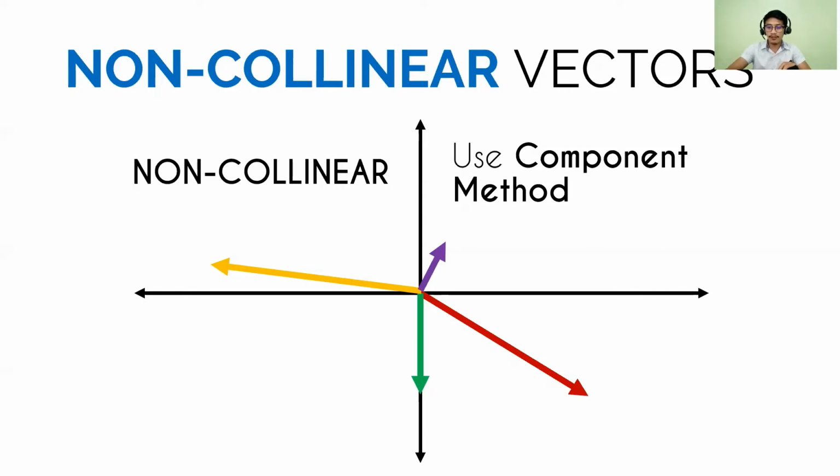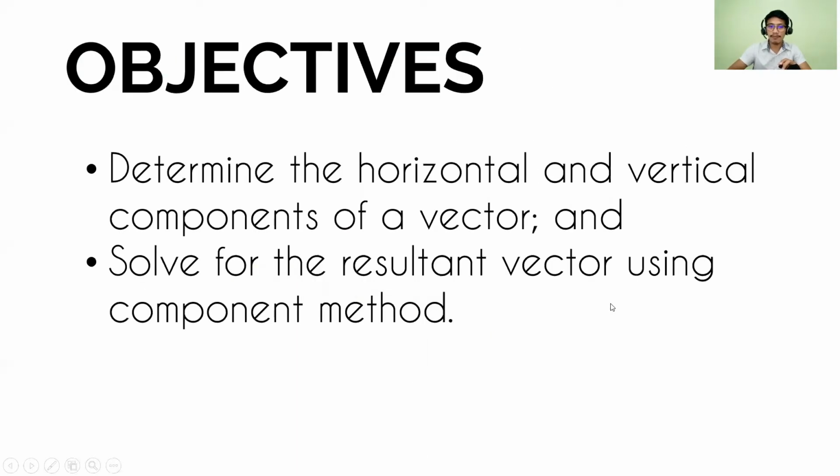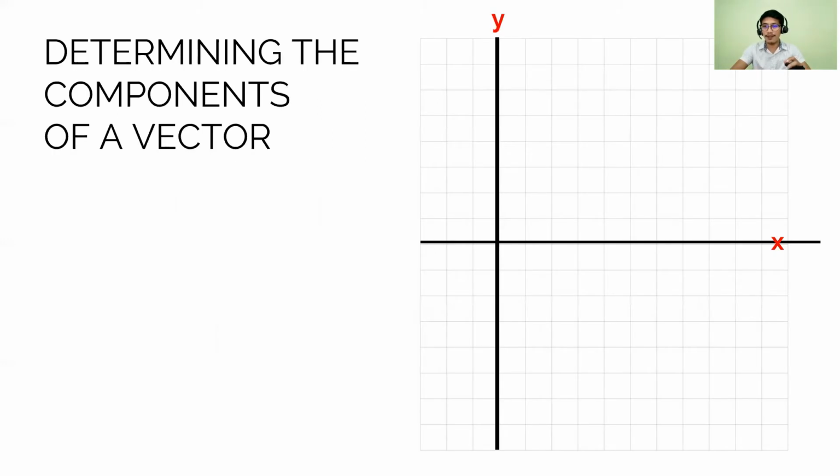So these will be our objectives for this day. First, we are going to determine the horizontal and vertical components of a vector. And then second, we are going to solve for the resultant vector using the component method. So how are we going to determine the horizontal and vertical components of a vector?